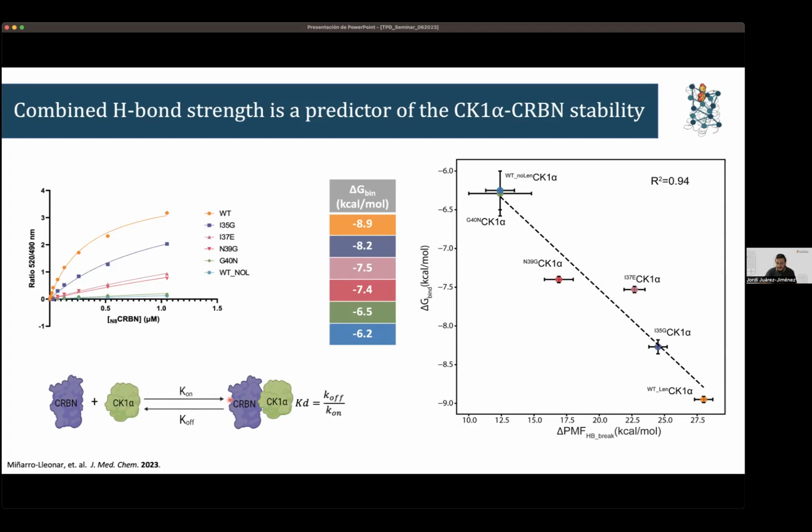So if you think about the mutants that we test of CK1 alpha, they are really unlikely to affect the K-on, right? Because they are on a side, they don't involve great conformational changes. But then if you make these hydrogen bonds harder to break, right, you will affect the K-off, right? So if you are affecting the K-off, essentially you are affecting the KD. That's our interpretation, and that's what the simulations are telling us.